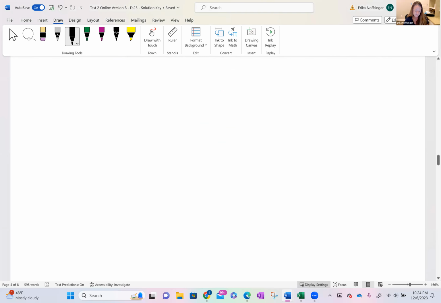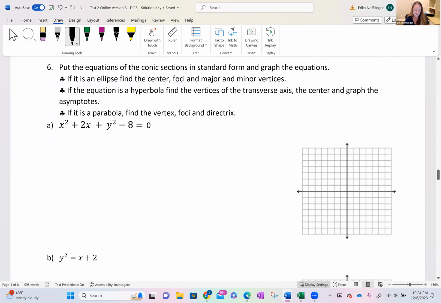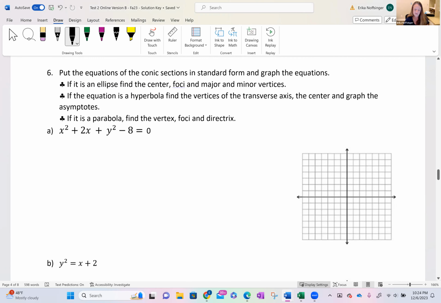Okay, so next problem here. Put the equation of the conic section in standard form and graph the equation. If it's an ellipse, find the center, foci, major and minor vertices. If the equation is a hyperbola, we're going to find the vertices of the transverse axis, the center, and graph the asymptotes. And if it's a parabola, we're going to find the vertex, foci, and directrix.